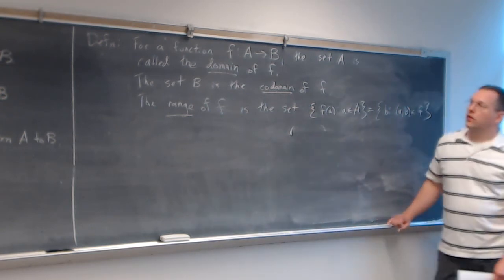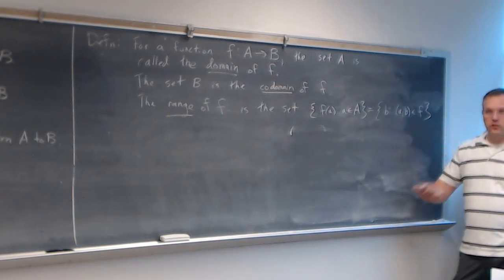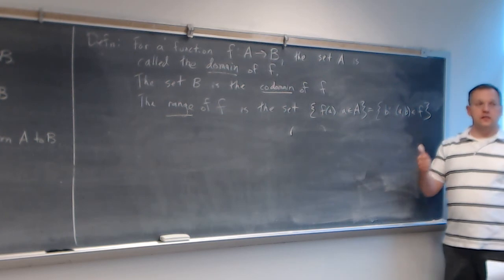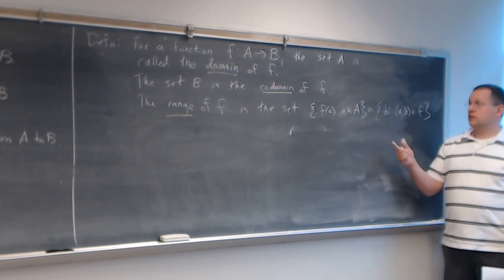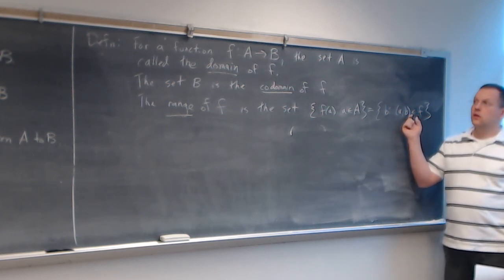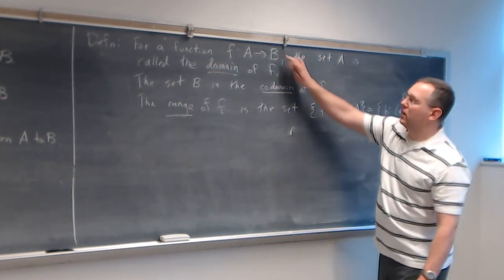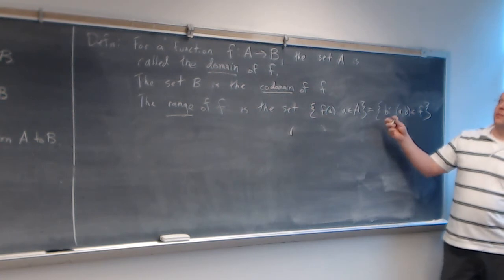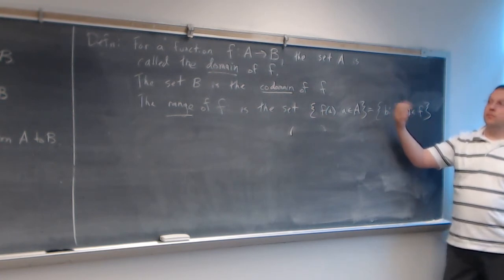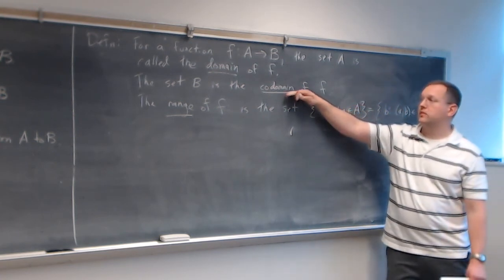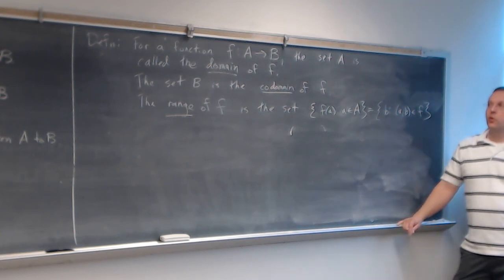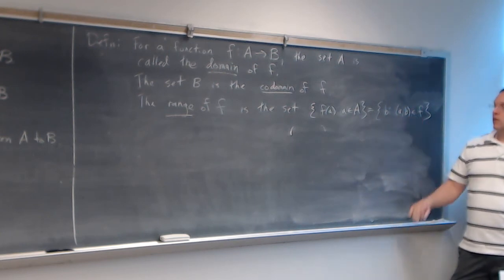Okay? All right, so when you think of a function as a set of points, the domain is the set of all the first coordinates, the range is the set of all the second coordinates, and the codomain is just the second set. The range happens to be a subset of B. B is like the candidate. These are all the possible choices for the second coordinate.